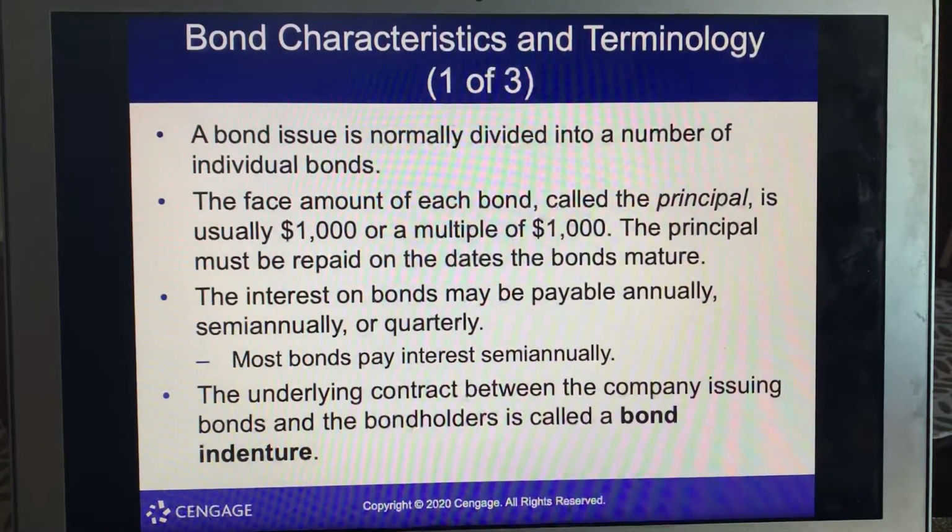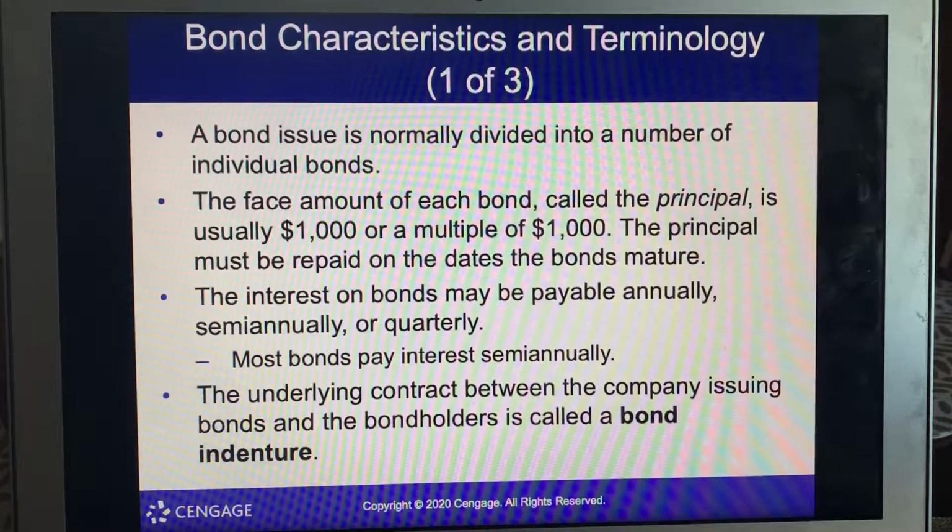So a bond issue is normally divided into a number of individual bonds. The face amount of each bond, called the principal, is usually 1,000 or a multiple of 1,000. The principal must be repaid on the dates the bonds mature. The interest on bonds may be payable annually, semi-annually, or quarterly. Most bonds pay interest semi-annually. The underlying contract between the company issuing the bonds and the bondholders is called the bond indenture.